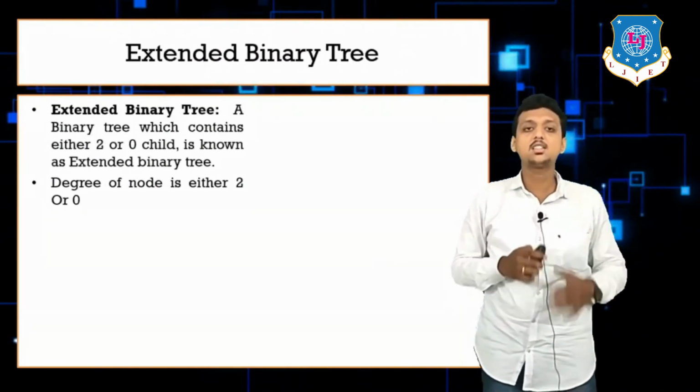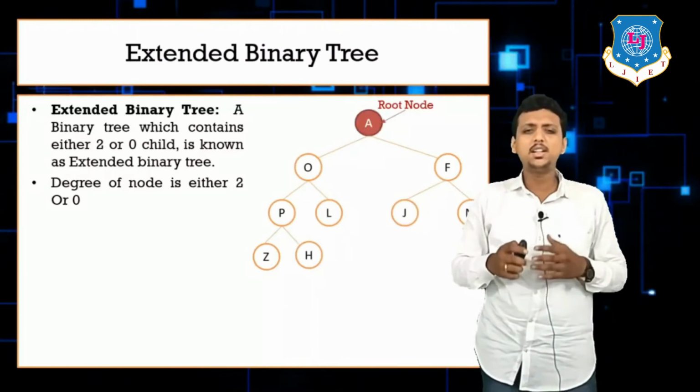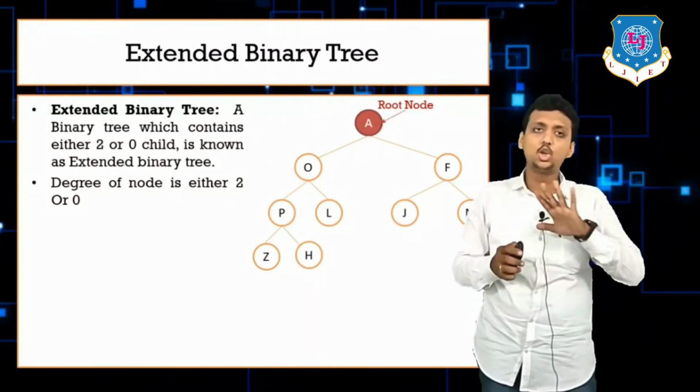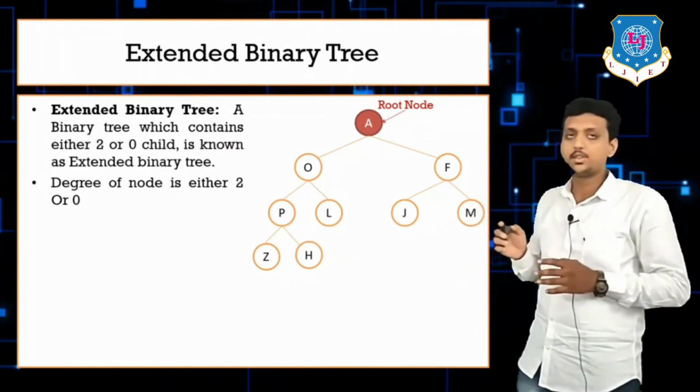Next we have extended binary tree. Extended binary tree is sometimes also known as 2 tree, where each and every node contains either 2 or 0 children. Fine.